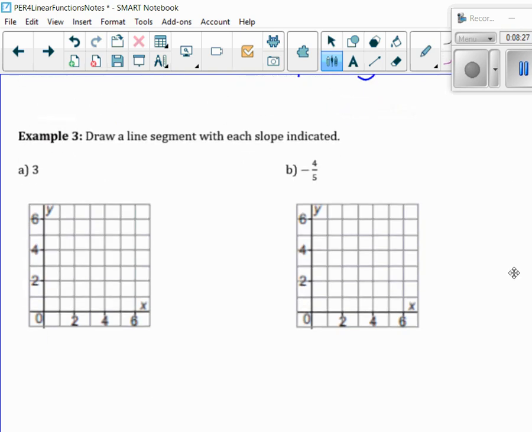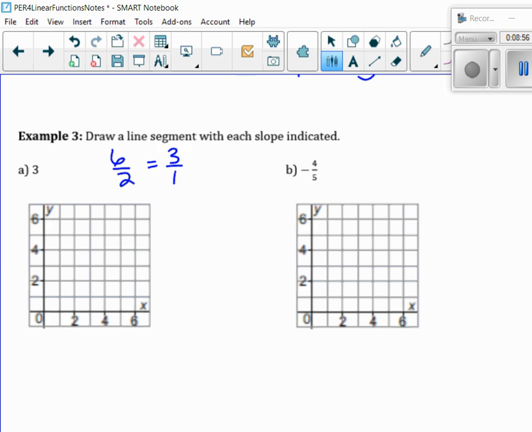Okay, I want you to draw a line segment with the following slope: 3. Now 3 doesn't have a run. How could I make it a run with the whole number 3? Okay, I see 6 over 2. Anybody else? 3 over 1. What did you say? 900 over 300. Yes, you're going to do 900 over 300. Although you're correct, I doubt you're going to use that.